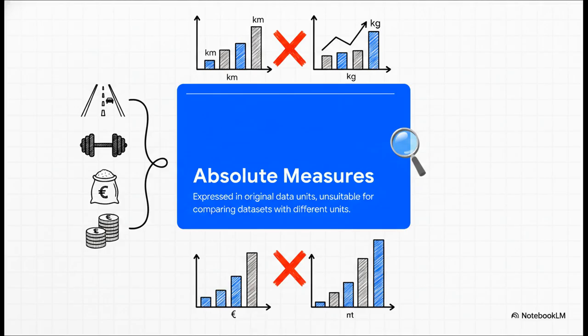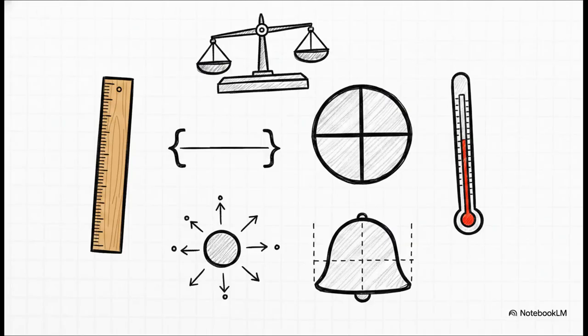Because of this, they are completely unsuitable for comparing the variability of distributions that use different units. Plus, even if the units are exactly the same, absolute measures still fail if there's a significant difference in the average values of the datasets you're comparing. As for examples of absolute measures, these are the classics you're going to see on your exams: range, quartile deviation, mean deviation, and the highly popular standard deviation.